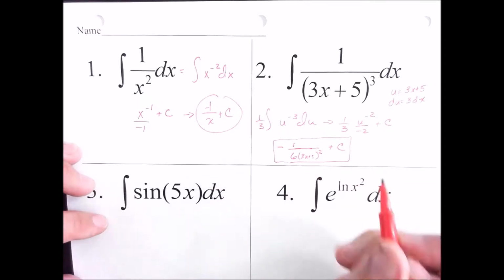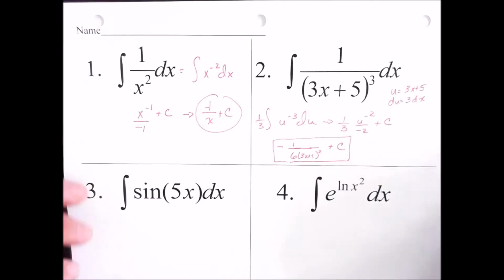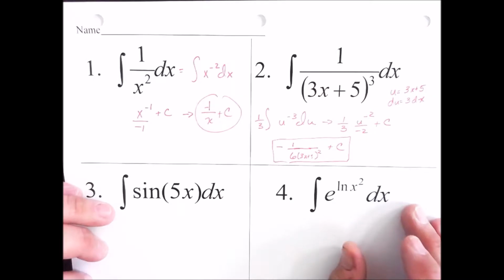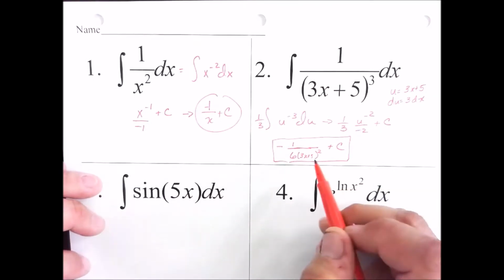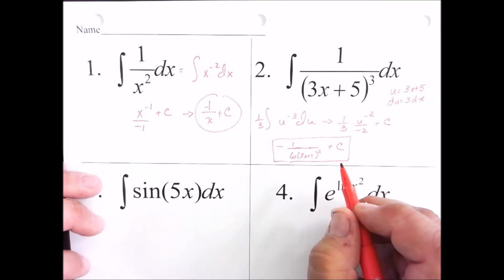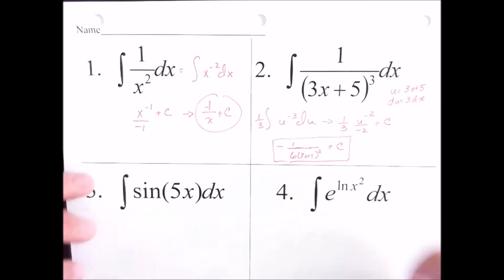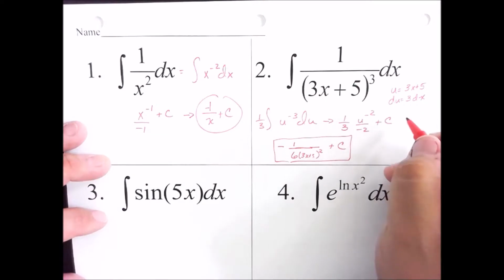Why did you simplify it? Like I have negative 2/3. It shouldn't be negative 2/3 because you divide by the new exponent. One third times negative 1/2 is negative 1/6. No, negative 2 is not an exponent there. This is the same as 1/3 times negative 1 over 2u squared plus c.